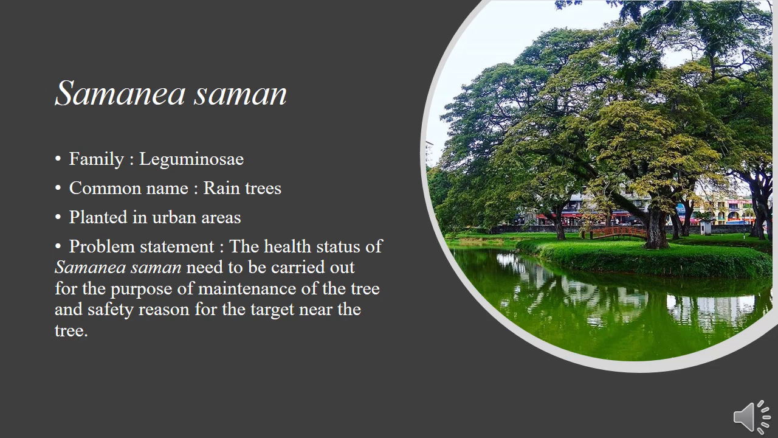Saman is a type of urban tree that is most planted in USM and has been used in this study. It comes from the family Leguminosae. The common name is rain tree and it is usually planted in urban areas.